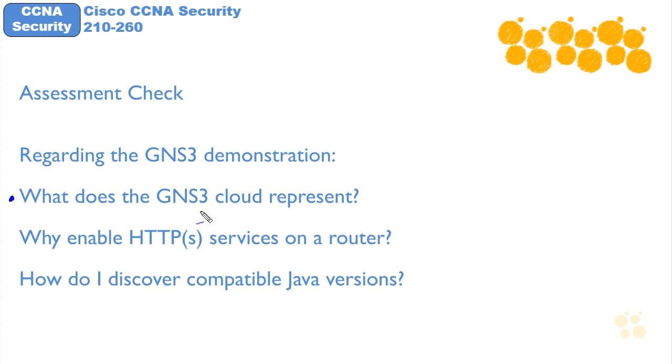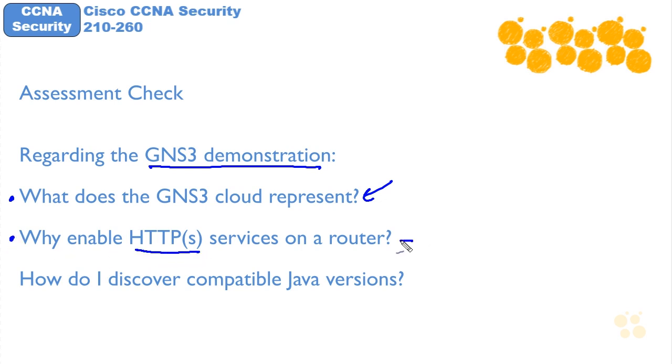What does the GNS cloud represent? Again, this is regarding our GNS3 demonstration. And that cloud represents a bridged connection, like a layer 2 connection to the real network, which in my case was the 192.168.1 subnet. Question number 2, why enable HTTP or HTTPS services on a router?